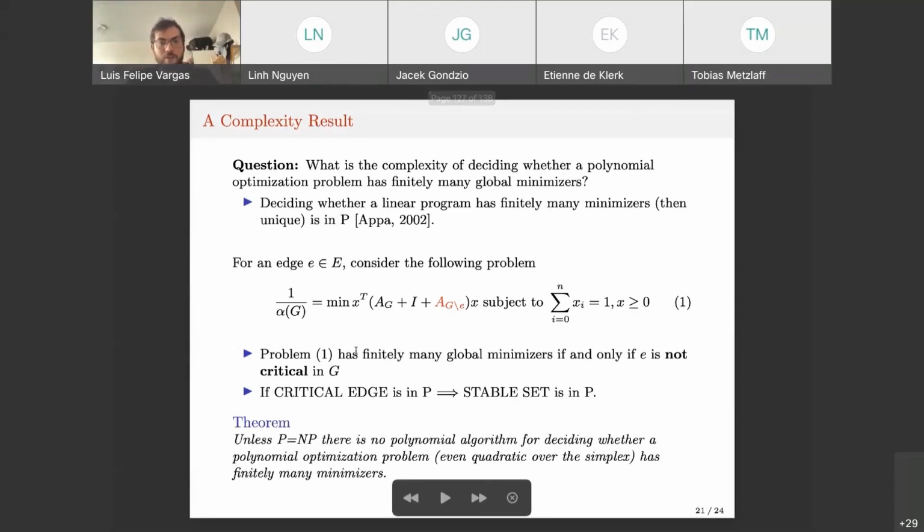And then we have the following theorem: unless P is equal to NP, there is no polynomial time algorithm for deciding whether a polynomial optimization problem, even a quadratic one over the simplex, has finitely many global minimizers.